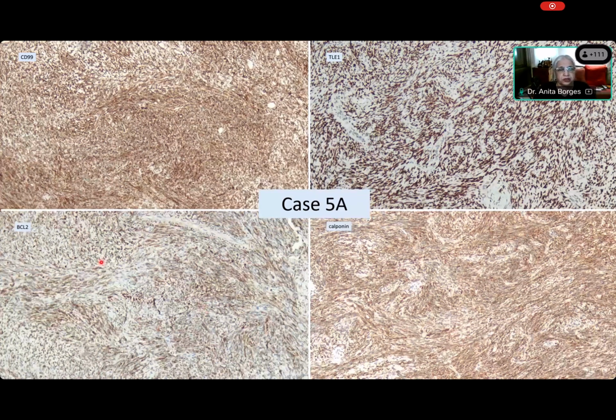All right, here is BCL2. Is it positive or negative? Positive, ma'am. Nuclear or cytoplasmic? BCL2 is never nuclear. Cytoplasm. And calponin? Also cytoplasm. So the only thing that is crisp and has taken on the shape of the nucleus is TLE1, because it is nuclear positivity.